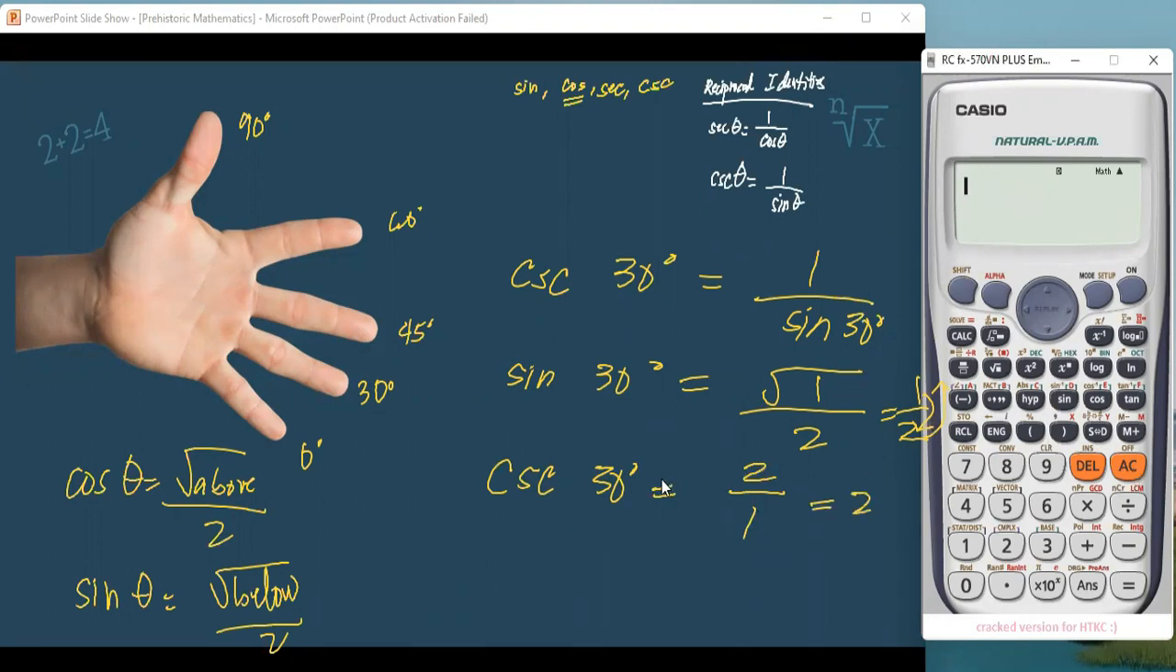So let's check if really cosecant 30 is equal to 2. So we have 1 over sine 30. It will give us really 2. Now, what about if our problem deals now with tangent?